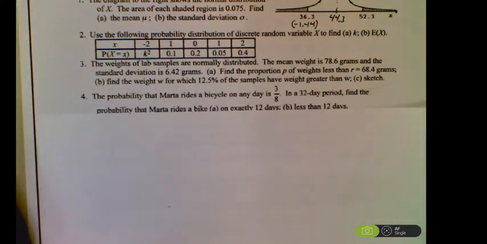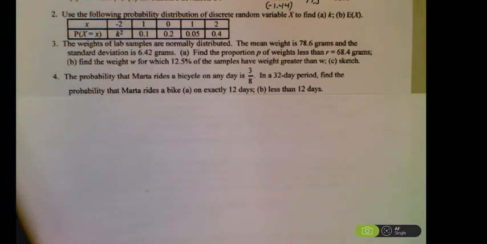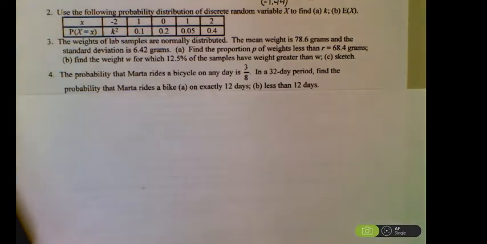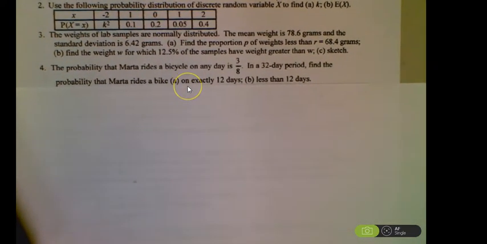So moving on. Number 4, the probability on any given day is 3/8. So in a 32-day period, find the probability on exactly 12 days. For something like this, this is where we get into the binomial function within the calculator. We're looking at a 32-day period, and on those 32 days, exactly 12 of those days are days that she rides the bike, which is this probability right here at the 3/8.